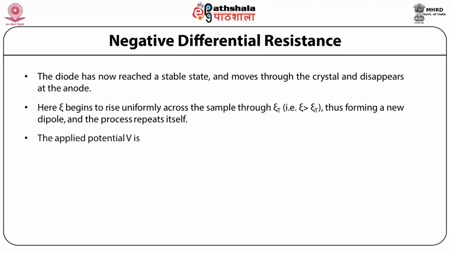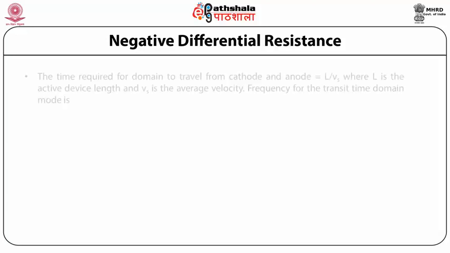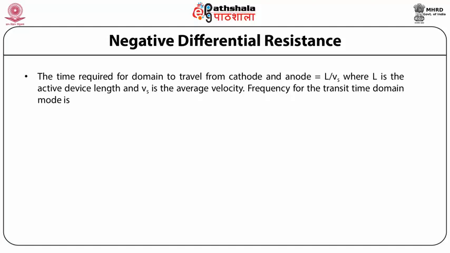So the applied potential V is equal to E_A L, equal to E_2 D plus E_1 (L minus D), where L is the sample length and the dipole width is D equal to L multiplied by (E_A minus E_1) divided by (E_2 minus E_1). The time required for the domain to travel from the cathode to the anode is L by Vs, where L is the active device length and Vs is the average velocity. So the frequency for the transit time domain mode is f equal to Vs by L.